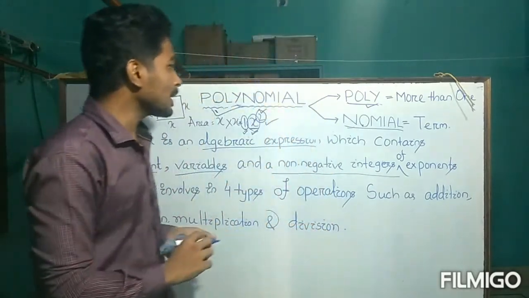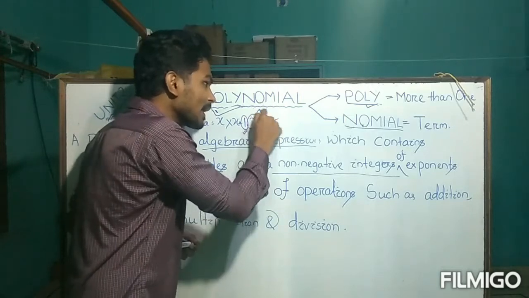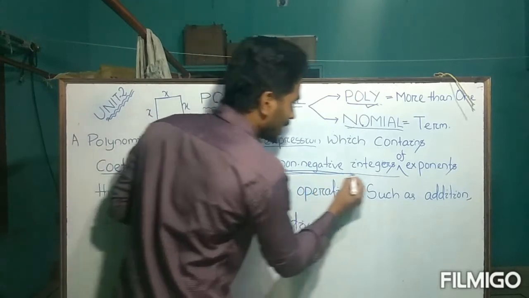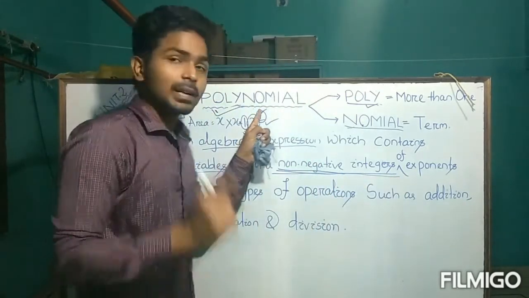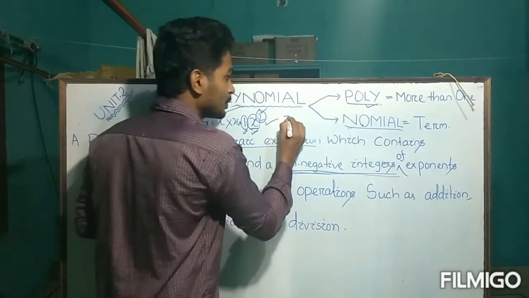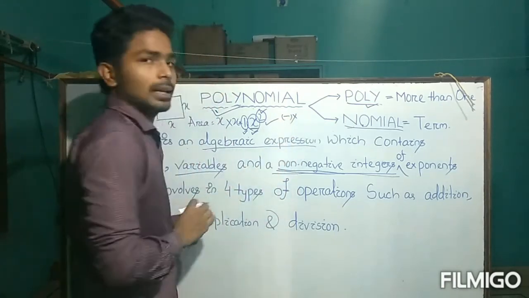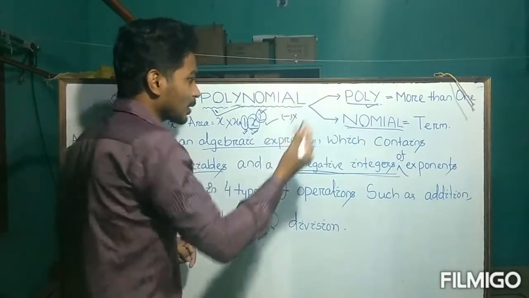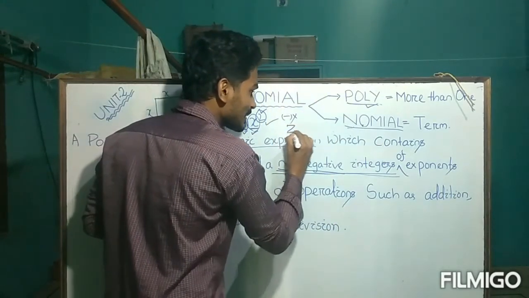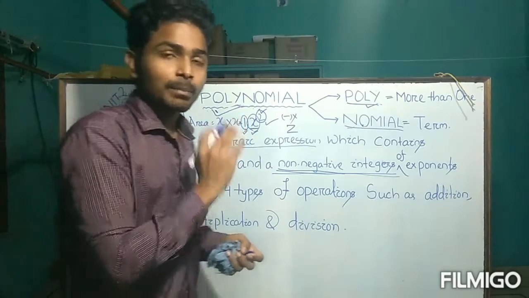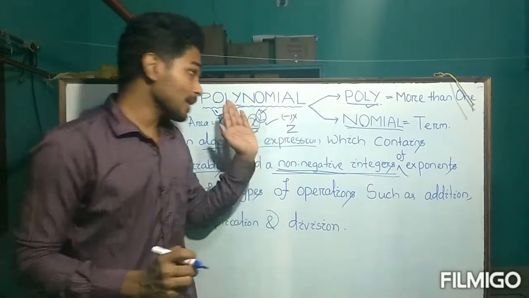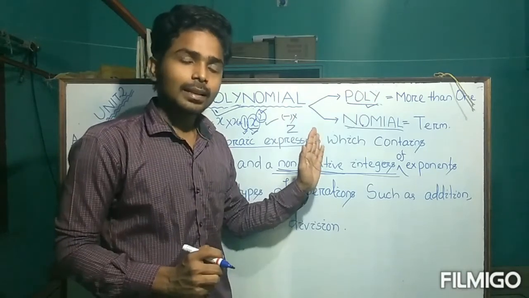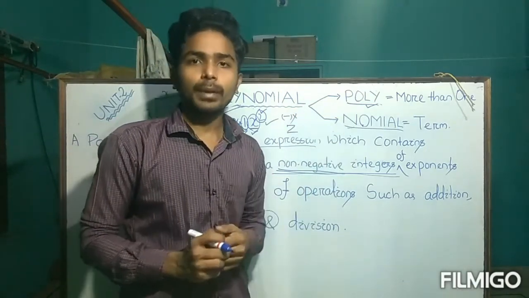But we have to keep in mind that the exponents must be non-negative, and integers. So the exponent must be non-negative. There shouldn't be a negative number. And they are always integers. That means we have to keep in mind that the exponent must be a non-negative integer. Then they will form a polynomial.